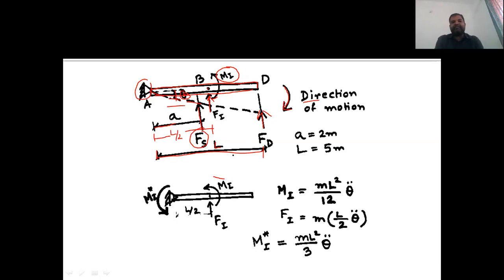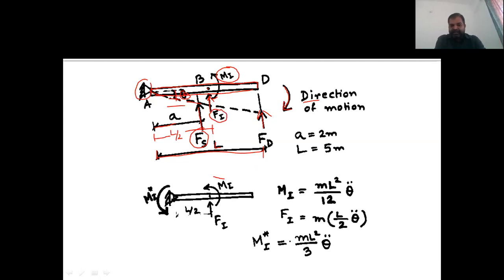But since I'm considering the self weight, my inertia forces I need to consider in this way. So the inertia forces is the combination of Fi plus Mi. Now let us see how we can actually calculate all these forces. So let us find out each and every force. So first let us find out inertia force Fi.